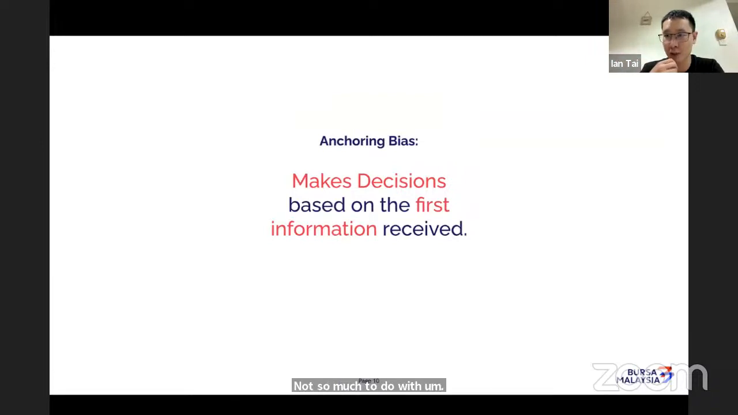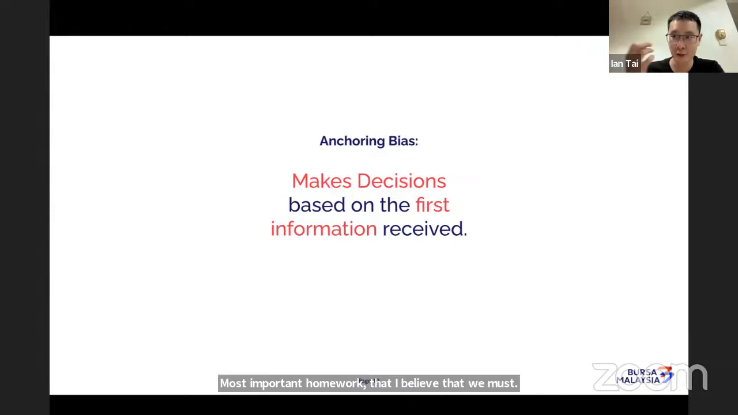but more to do with psychology. When it comes to investing, it is not so much about making a purely financial decision. Very often, how we make decisions is based on our psychological state. So as an investor, one of the most important pieces of homework that we must do is to control our emotions. Having stable emotions is very important when it comes to building portfolios. Now let's take a look at anchoring bias. Anchoring bias is about making decisions based on the first information received. Let me give you an example.